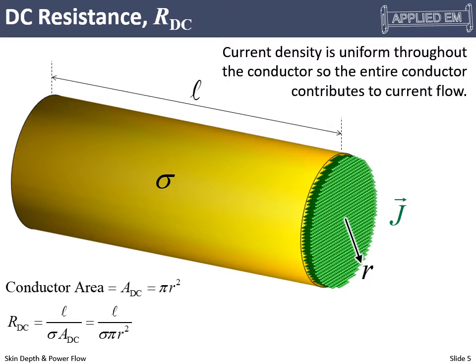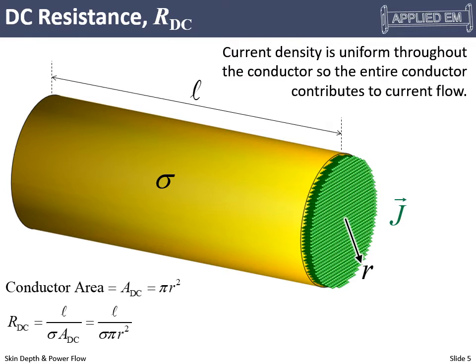So if we were to calculate the DC resistance of this chunk of conductor, well, it's the length of the conductor divided by the area and also divided by the conductivity. So then we can write L over sigma pi r squared, and that is the DC resistance of this chunk of metal. Now what we'll do is talk about the AC resistance.